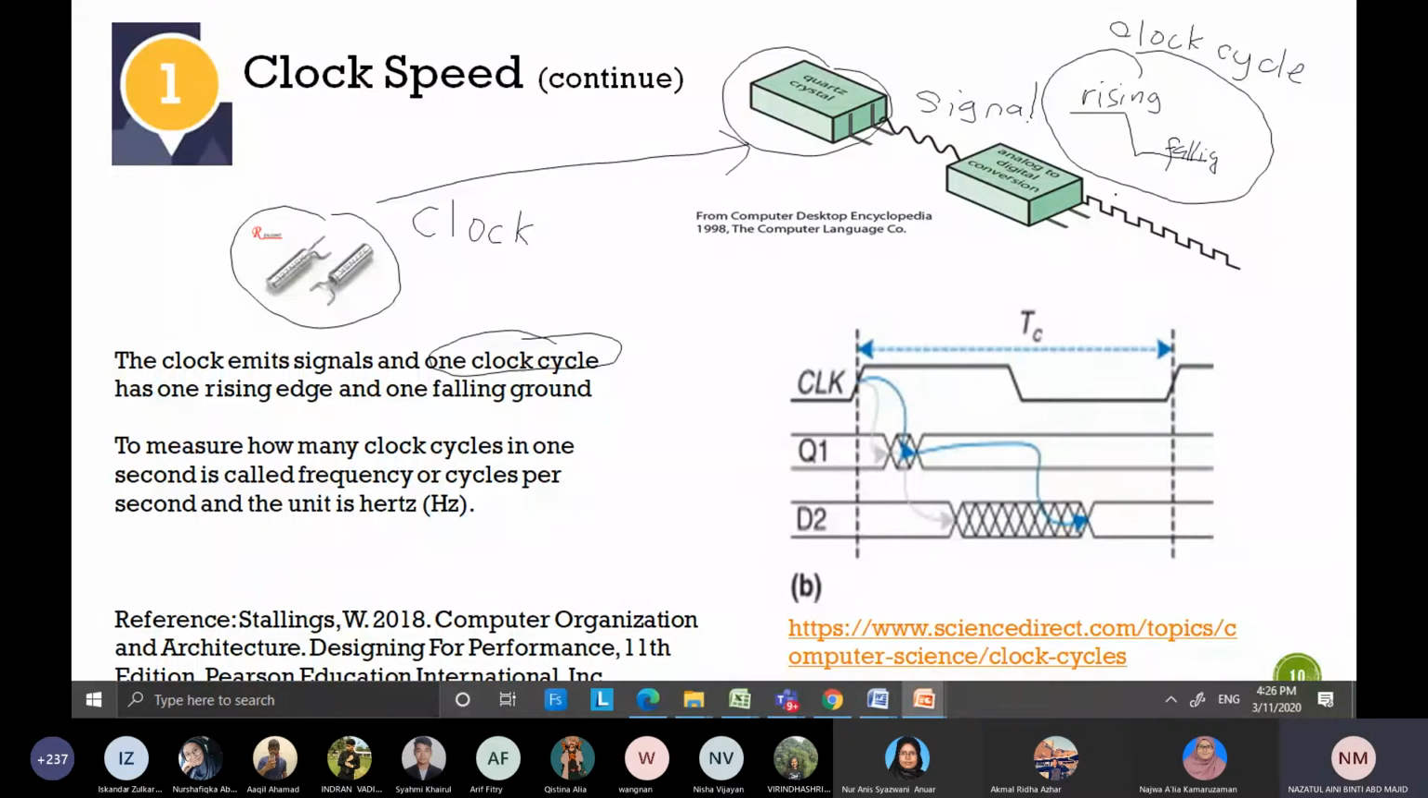Do you get this one? What is a clock cycle? All of you get it? Yes, doctor.